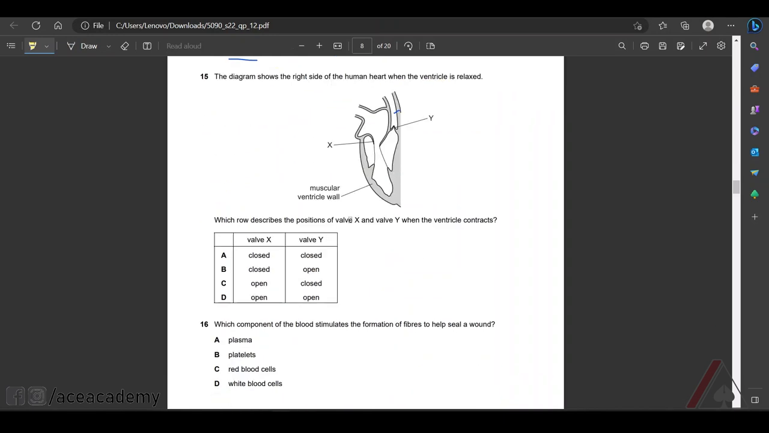Number 15. The diagram shows the right side of the human heart when the ventricle is relaxed. Which row describes the position of valve X and valve Y when the ventricle contracts?